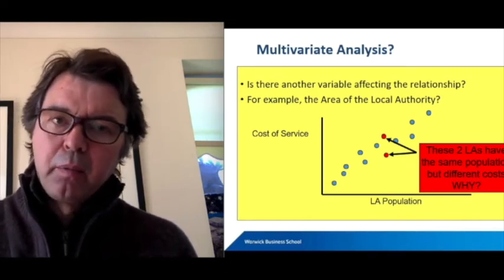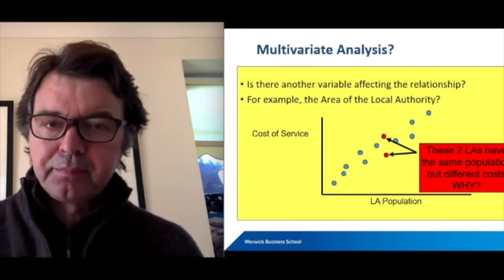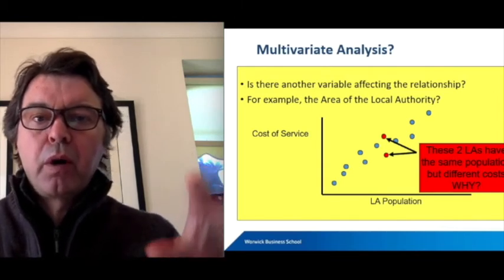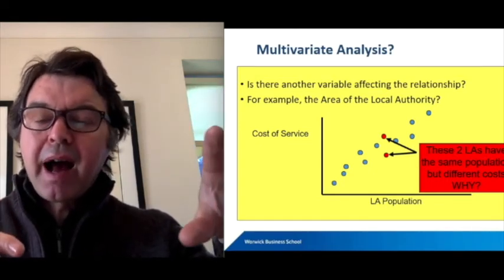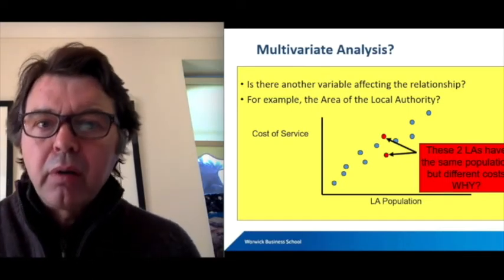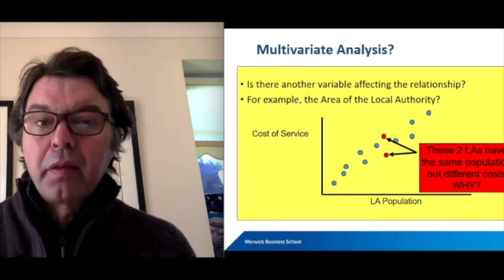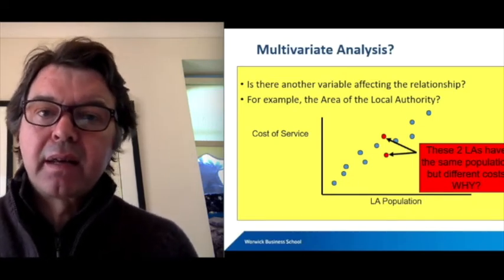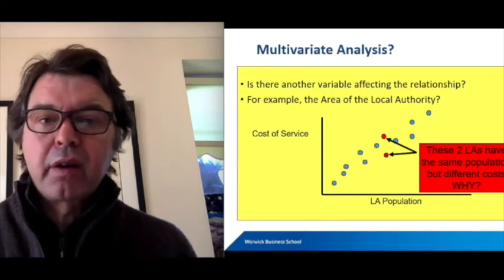So we would want a model which had both population and area. So if two local authorities had the same population, but one was bigger, then the one with the bigger area would have a higher cost because it involved travelling costs. So a better model would be a model which had both population and area that predicted cost of service. And that's what we call multivariate analysis, i.e. there's multiple variables being used to predict the cost of service.